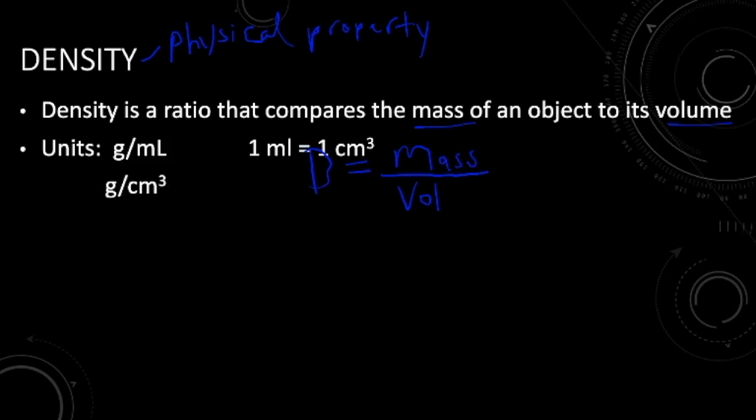And the units for density are always written in grams per milliliter or grams per centimeter cubed. Grams per centimeter cubed happens when you have a solid substance, and grams per milliliter is for a liquid or a gas substance. Okay? And note that this conversion always holds true. 1 milliliter is always going to be equal to 1 centimeter cubed.